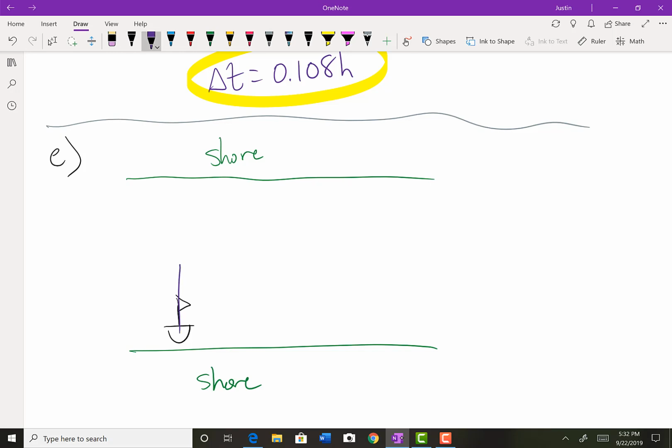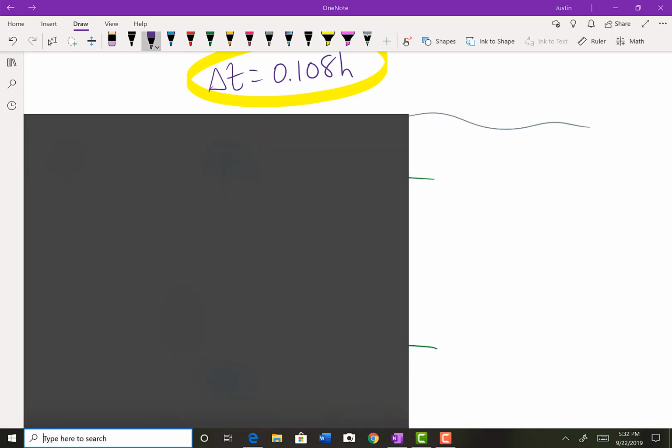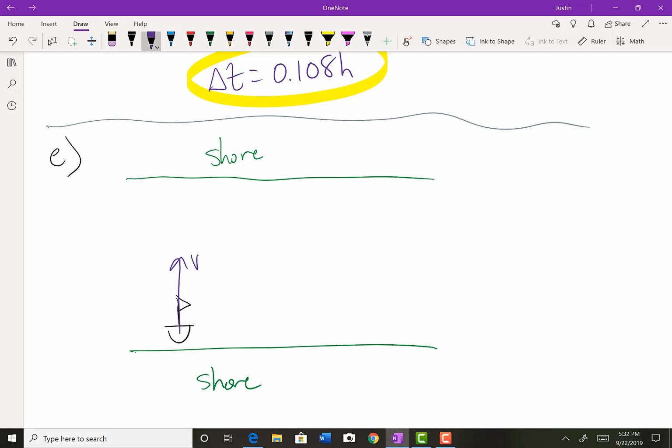Now the velocity of the boat's going completely this way. Whoa, sorry about that. So the velocity of the boat with respect to the shore, well, that's not the velocity of the boat with respect to the shore. It's the velocity of the boat with respect to the water, which is 8 kilometers per hour. You still got the velocity of the water going this way. Make that a little bigger. And this would be the velocity of the water with respect to the shore.